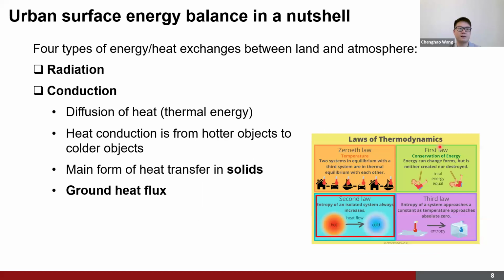The second term within the urban surface energy balance is conduction, which is essentially the diffusion of heat or thermal energy within one material or between two materials in contact. Heat conduction is the main form of heat transfer in solids, and it is determined by the second law of thermodynamics. Basically, heat always moves from hotter objects to colder objects, and conduction is also the cause of ground heat flux, or sometimes storage heat change, in the urban environment.